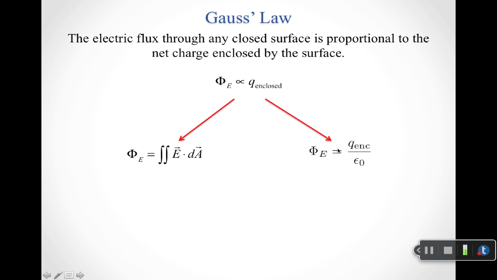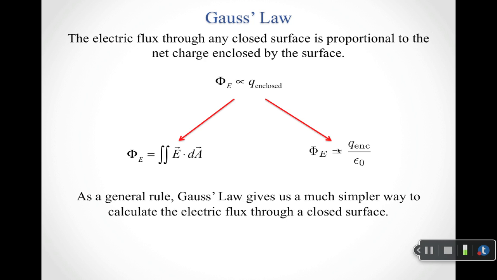But what's nice is it says if what you're interested in is the electric flux through a closed surface, then as a general rule, Gauss's law gives us a much simpler way to calculate the electric flux. We don't need to deal with this double integral. All we need to do is count up the charge enclosed by our surface and divide by epsilon naught, and that's going to give us the exact same value. So Gauss's law can be incredibly powerful in terms of calculating the electric flux.